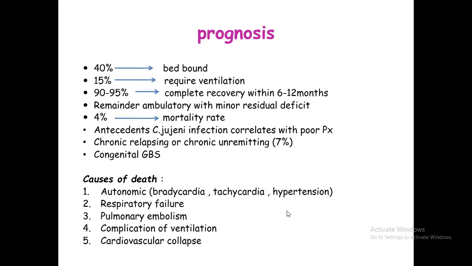About 40% of children with Guillain-Barré are bed-bound. 15% required ventilation. Those are very important. This is a very important group of children. They are risky children. 90 to 95% will have complete recovery within 6 to 12 months. We need to tell the parents these percentages.